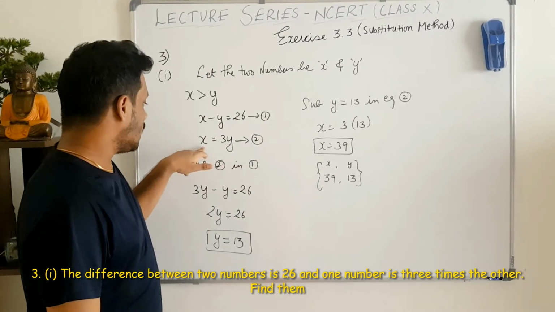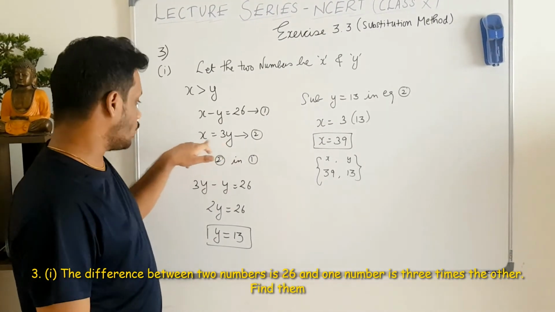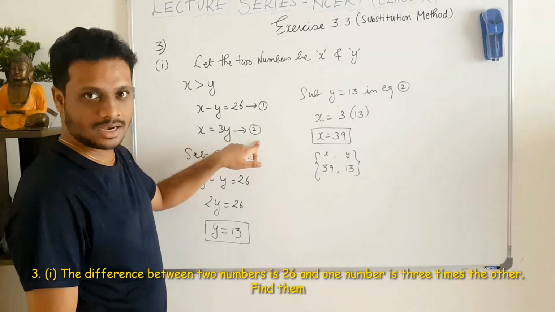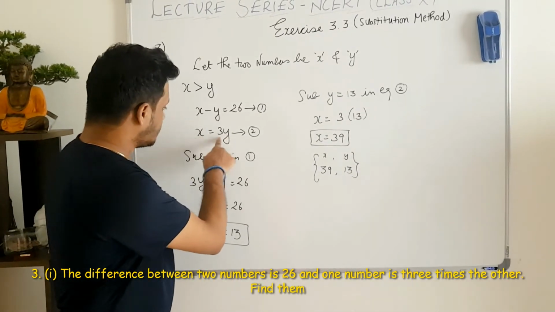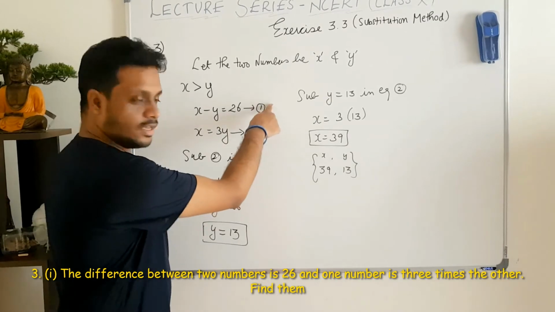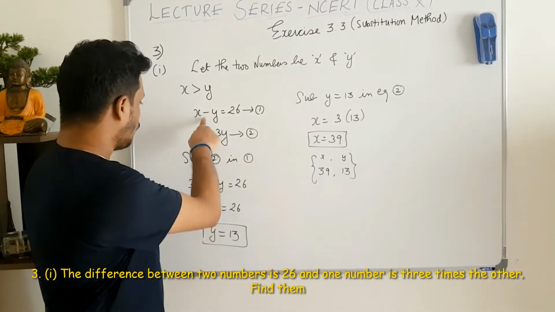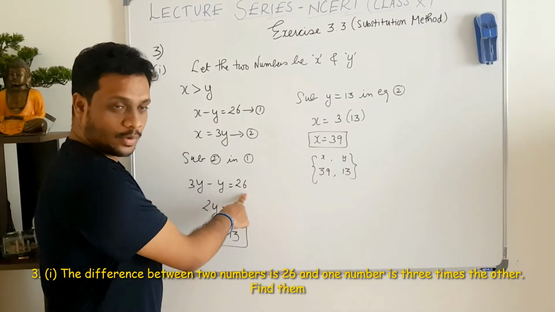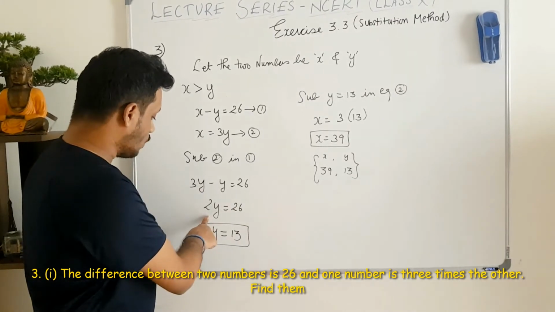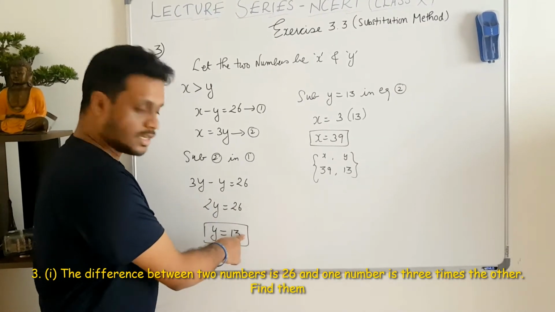Then it says the larger number is 3 times the smaller number. So x is equal to 3 times y. This is my second equation. Now here it's directly x is equal to 3y, so I can substitute 2 directly in the first one. So when I substitute 2 in 1, I get 3y minus y is equal to 26. Then I simplify, I get 2y is 26, y is equal to 13.